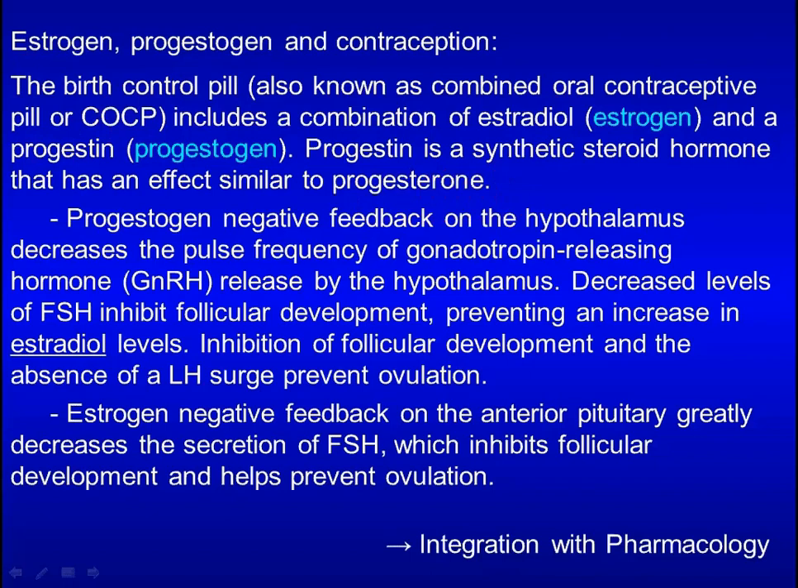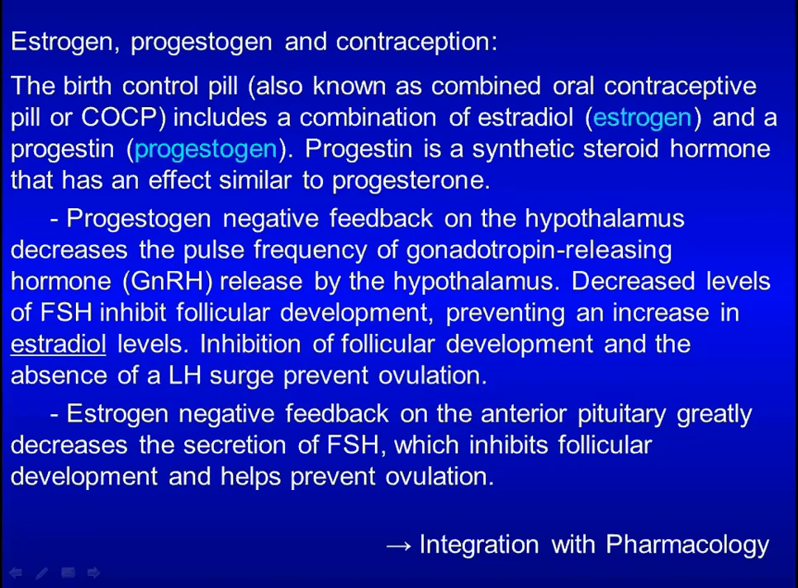Progestogen has negative feedback on the hypothalamus to decrease release of gonadotropin releasing hormone, which leads to a reduced level of follicle-stimulating hormone. As a result, there will be no increased level of estradiol. The estradiol luteinizing hormone positive feedback loop is disrupted. At the end, there will be no luteinizing hormone surge, and therefore no ovulation.